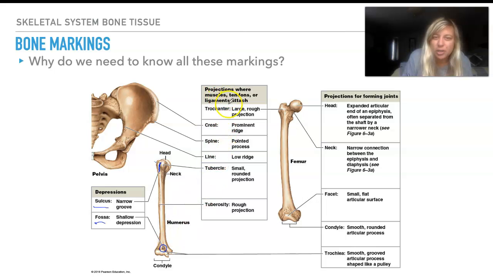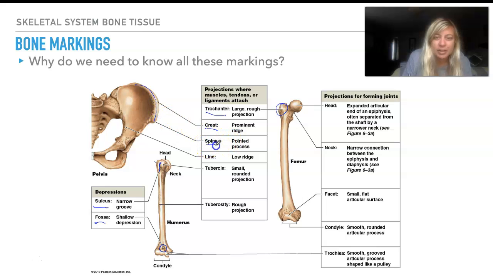We also have projections where muscles, tendons, and things attach. So a projection called a trochanter is basically like a big rough projection. So here you can see it on the femur. There's actually a greater trochanter and a lesser trochanter. A crest is kind of a prominent ridge across the bone. So here we can see that this is the ilium, so this is the iliac crest.